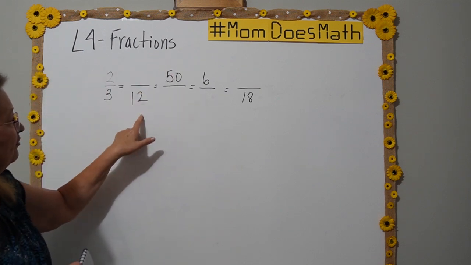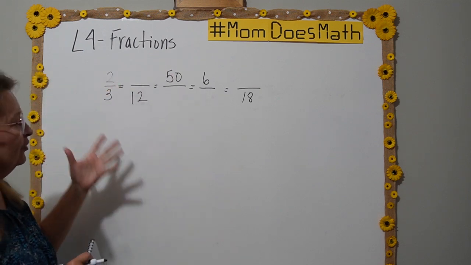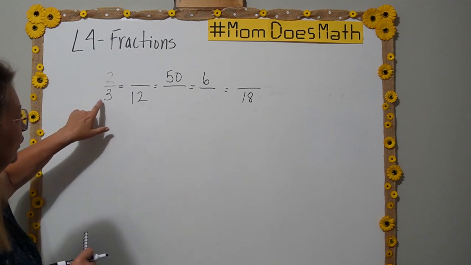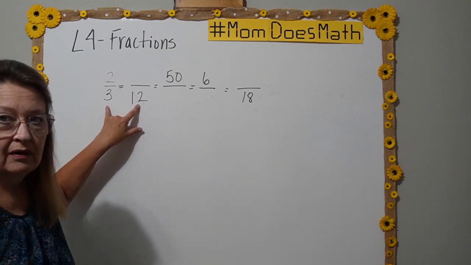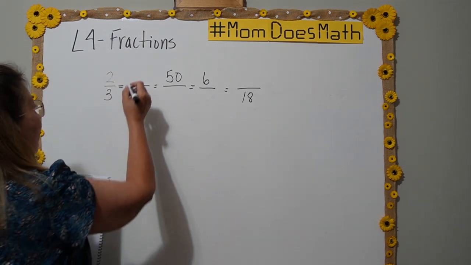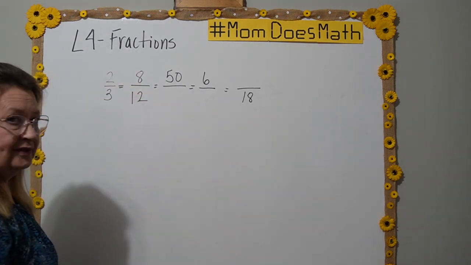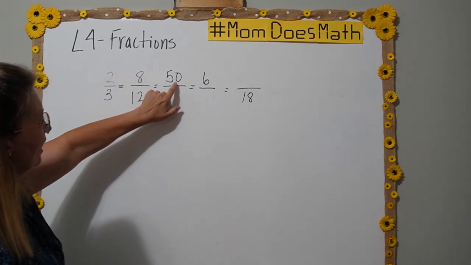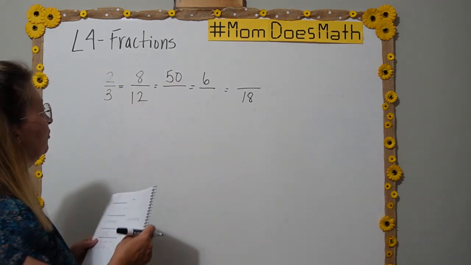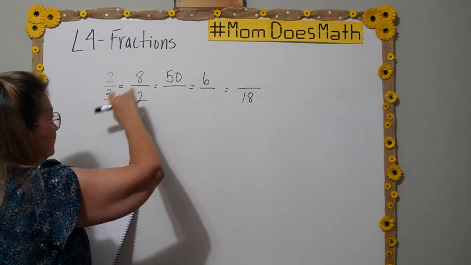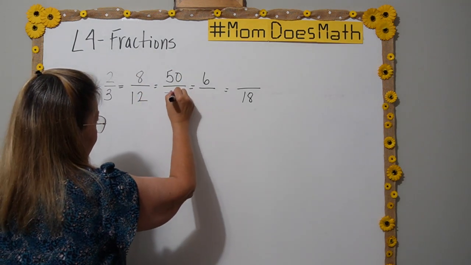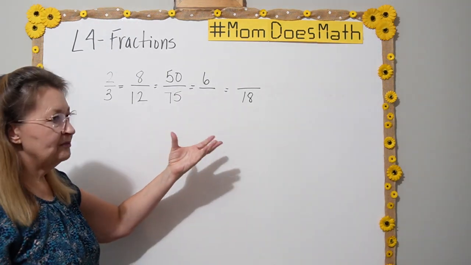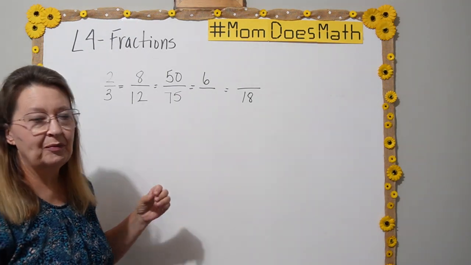All right, I'm going to start with my first one. Something over 12. Well, you ask yourself, what did I multiply this denominator by to get 12? Well, you had to multiply 3 times 4, so you want to do the same thing to the top. 2 times 4 would be 8. Okay. Now let's go back to the original. What did you multiply 2 times to get 50? Well, you multiplied this times 25, so you got to multiply this times 25. See, this is how you manipulate fractions. You change them to be things that you need them to be.